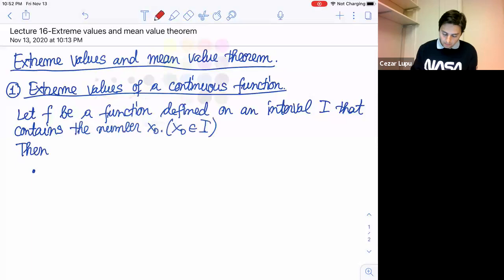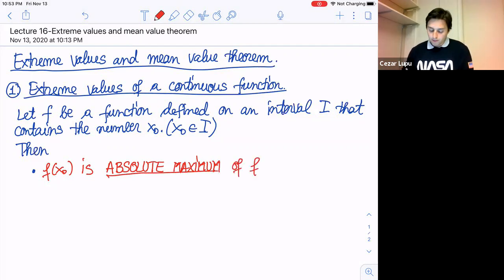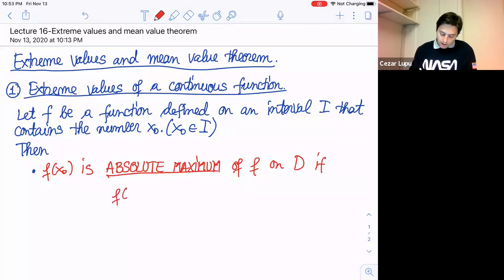Then f of x naught is the absolute maximum of the function f on, let's say, a domain D, if we have this inequality: f of x is less or equal than f of x naught for all x in D.